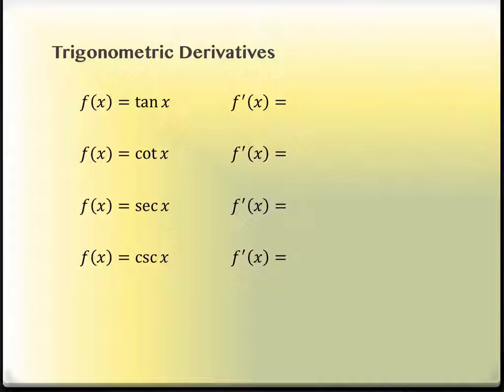So tangent. The derivative of tangent is secant squared. And the derivative of cotangent is negative cosecant squared. I'm going to tell you some devices on how to remember these, so we'll just write them in for now. There are no mnemonics, but there are some patterns that are nice that help to keep the negatives in the right places.